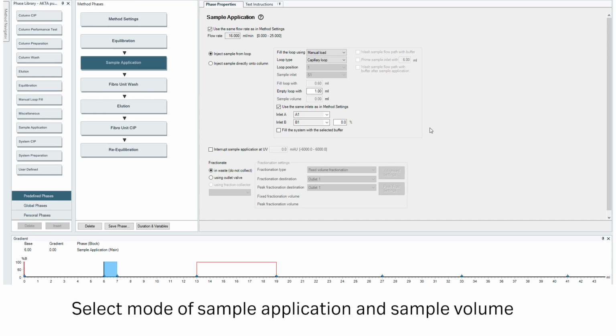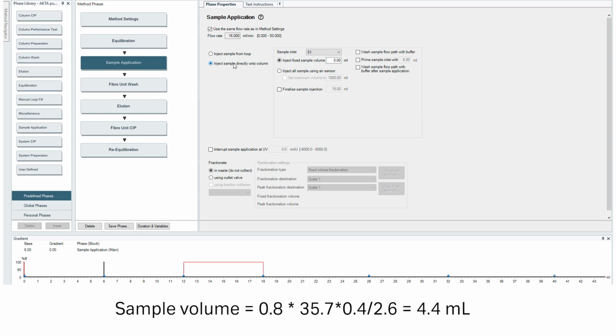A typical monoclonal antibody load is 80% of the dynamic binding capacity at 10% breakthrough. In this case, with a capacity of 35.7 milligrams per milliliter at 10% breakthrough, and a monoclonal antibody harvest concentration of 2.6 milligrams per milliliter, gives a volume of 4.4 milliliters.